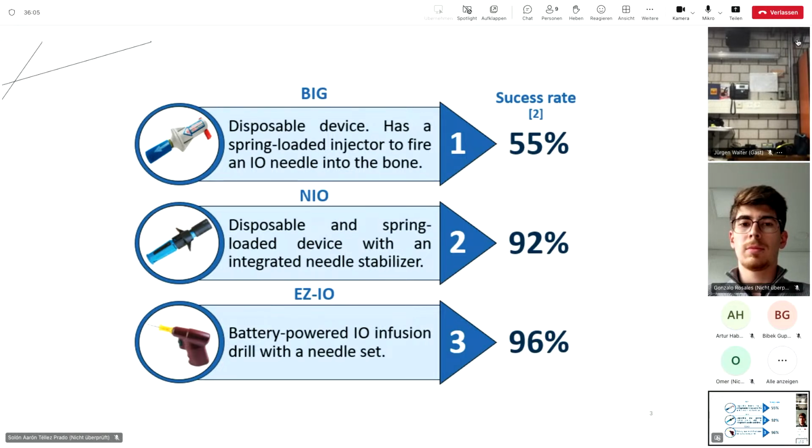But even though 96% is a good number, it surely needs something to improve, which is an extravasation problem. This happens when there is a fluid leak from a blood vessel into the tissue. It is pretty common in IO applications when the drill doesn't penetrate enough to get to the bone marrow. Next slide, please.